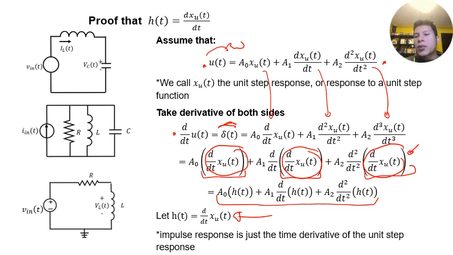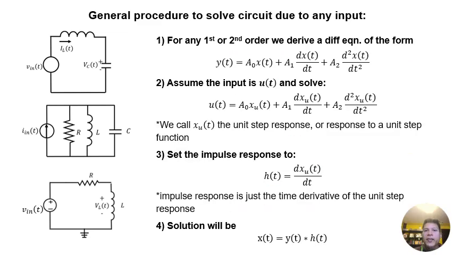So the general procedure we're going to be using for solving circuits from now on is summarized in this slide. First, we derive our differential equation for our circuit. And like I said, for the rest of this class, all of the circuits we're interested in are either first or second order, so they're going to be of this form. Then we will assume that our input is a unit step function.